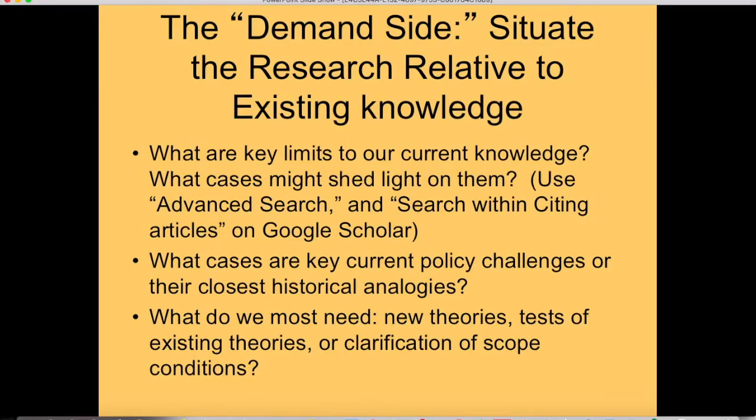We can also ask, what does the literature most need? Does it need new theories? Does it need new or unexplained phenomena? Does it need to test existing theories against each other? Does it need to clarify the scope conditions of theories, under what conditions they actually operate?